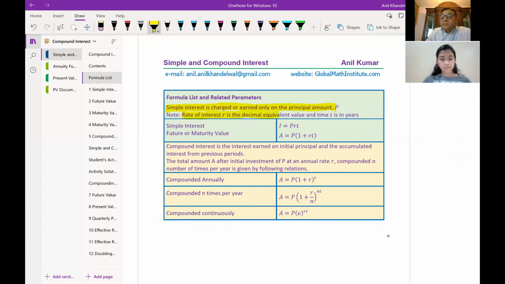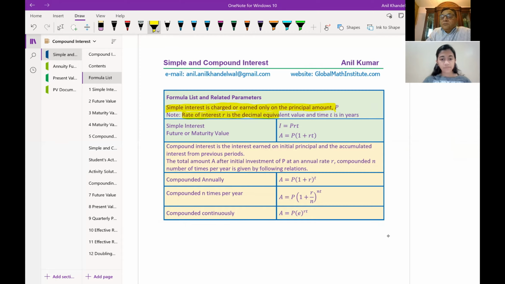Instead of PRT, it is now 1 plus R to the power of T. So it has become exponential. Do you see that T has gone in exponent, right? So that is exponential function. It grows like this, not a straight line, right? So we'll look into all this now.